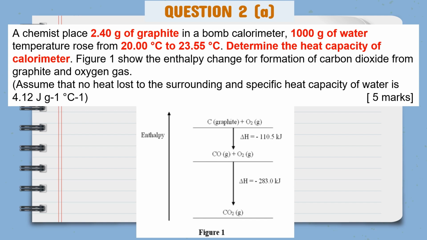First step, what you need to do is analyze the graph given. In this case, it gave 2.4 gram of graphite. They used the bomb calorimeter. Inside the bomb calorimeter, we have 100 gram of water. This is the temperature change. But the question asks us to find out the heat capacity of the calorimeter, because a different calorimeter will give a different heat capacity.